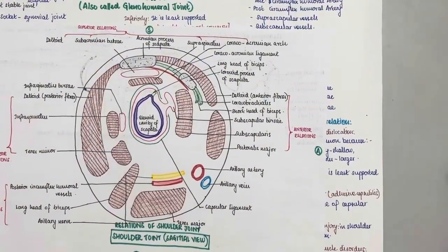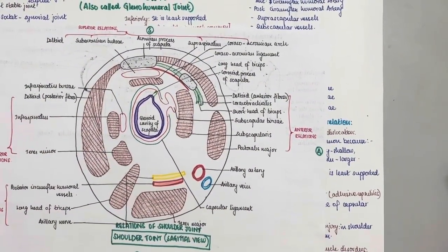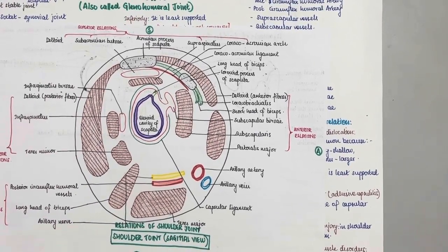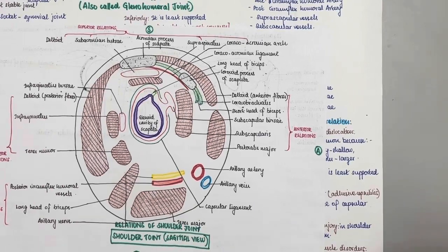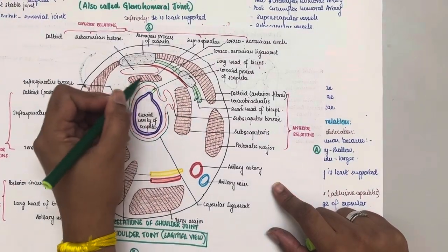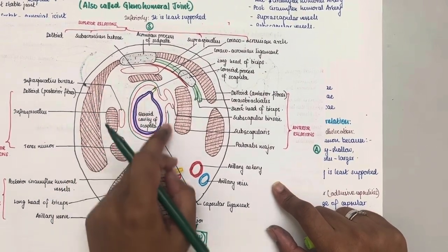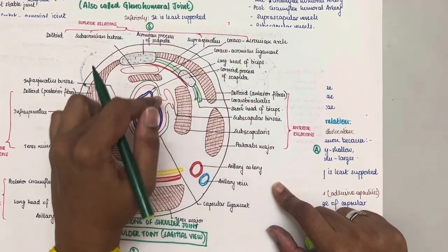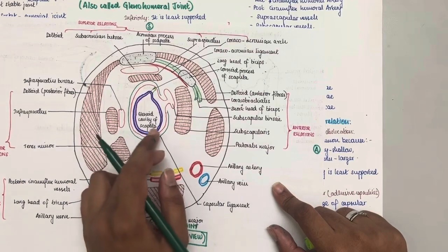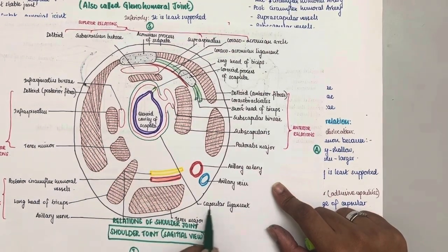Now let's understand the ligaments with the help of a diagram. This is the sagittal section of the shoulder joint. You would have seen this in your books. So the capsular ligament, this is the capsular ligament, this green color thing. As you could see that it nicely rotates, it is present around the glenoid cavity of the scapula. So this is the capsular ligament.